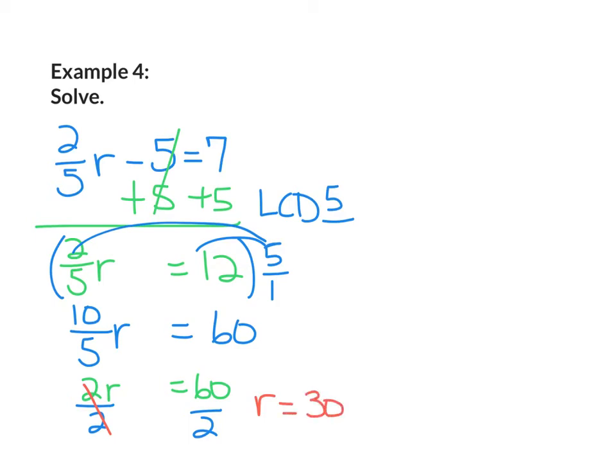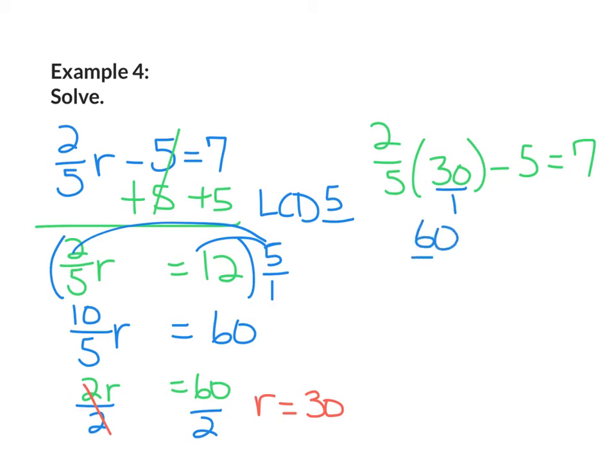Now I need to go back to the original equation, plug it back in to make sure that I did this correctly. So I'm going to write down 2 over 5, r is supposed to be 30, minus 5 equals 7. So I'm going to go ahead and multiply. I'm going to make my 30 into a fraction by putting a 1 underneath. 2 times 30 gives me 60 divided by 5, because 5 times 1 gives me 5, minus 5 equals 7.